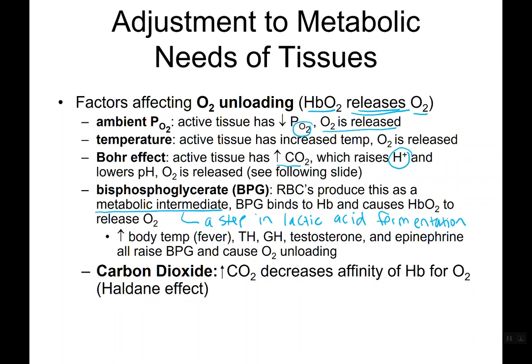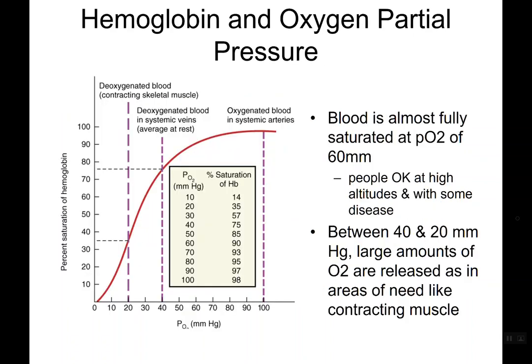So lots of different things can cause BPG increases. Fever can, thyroid hormone, growth hormone, testosterone, and epinephrine all raise BPG and cause oxygen unloading. And they do that by acting on the red blood cells themselves. And carbon dioxide. So an increase in CO2 decreases the affinity of hemoglobin for oxygen. And that is called the Haldane effect. So basically, if you're experiencing increased CO2, hypercapnia, or external CO2 increases, that CO2 is going to end up pulling oxygen off hemoglobin.